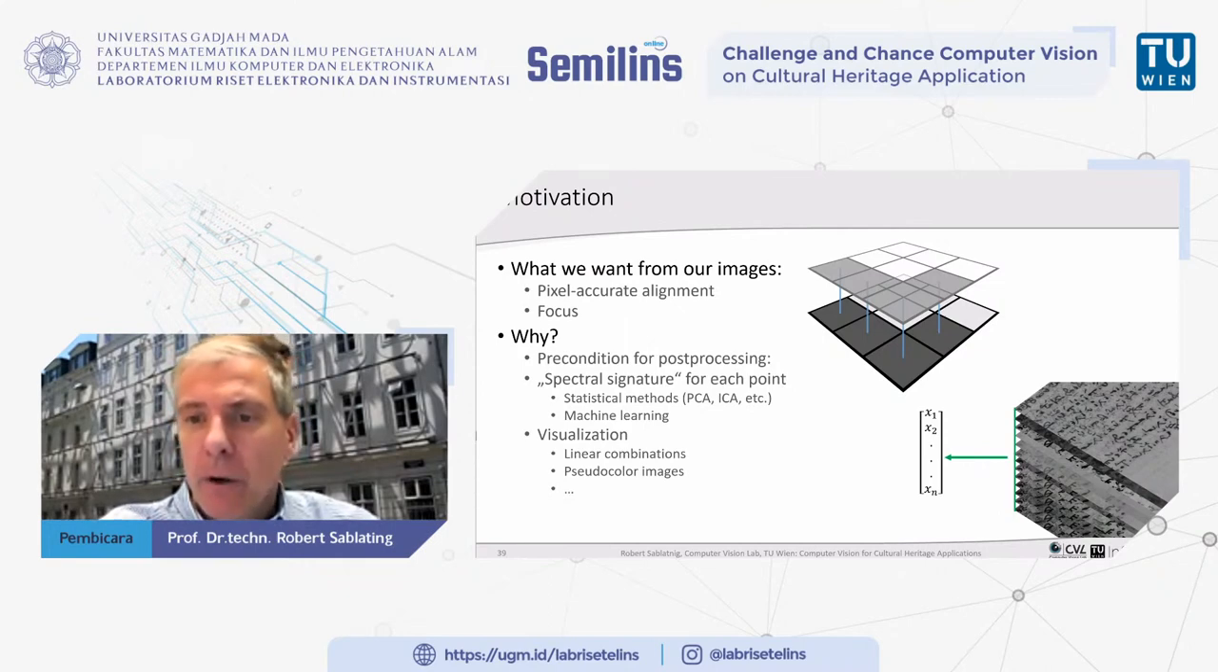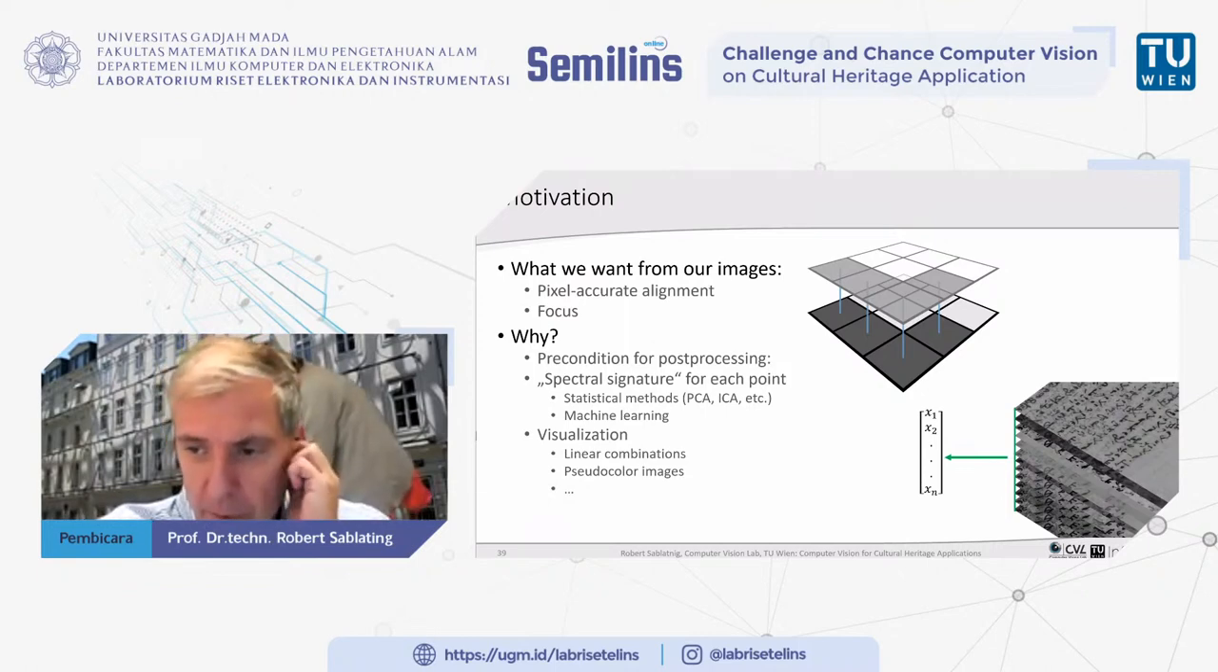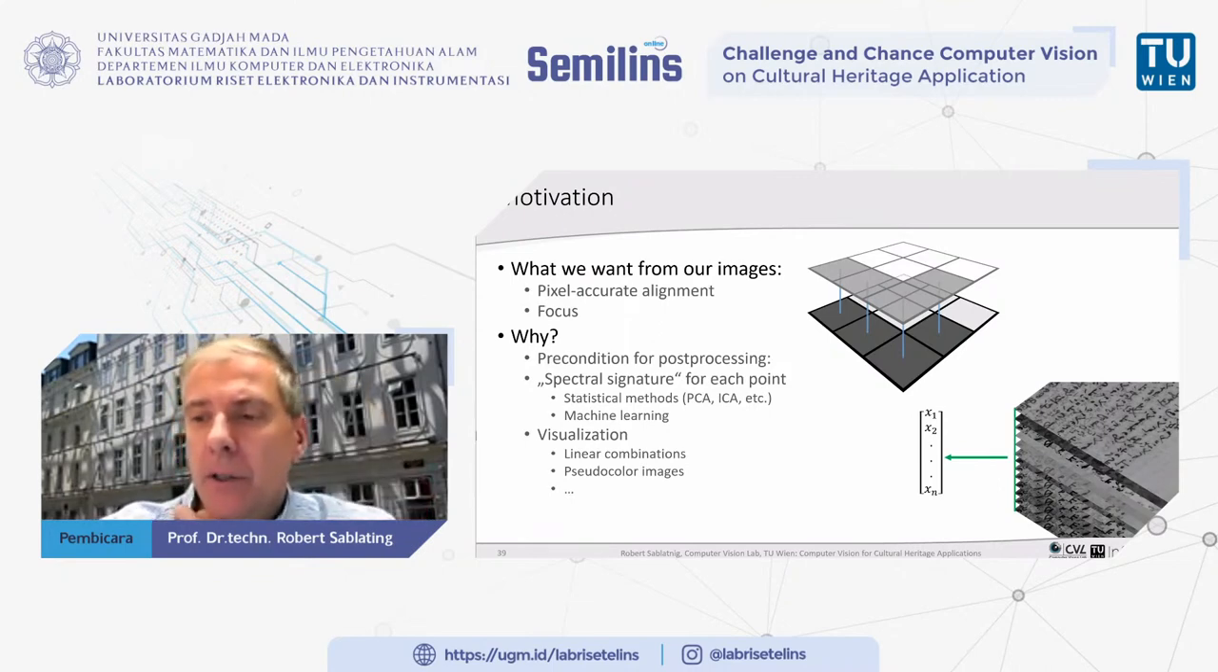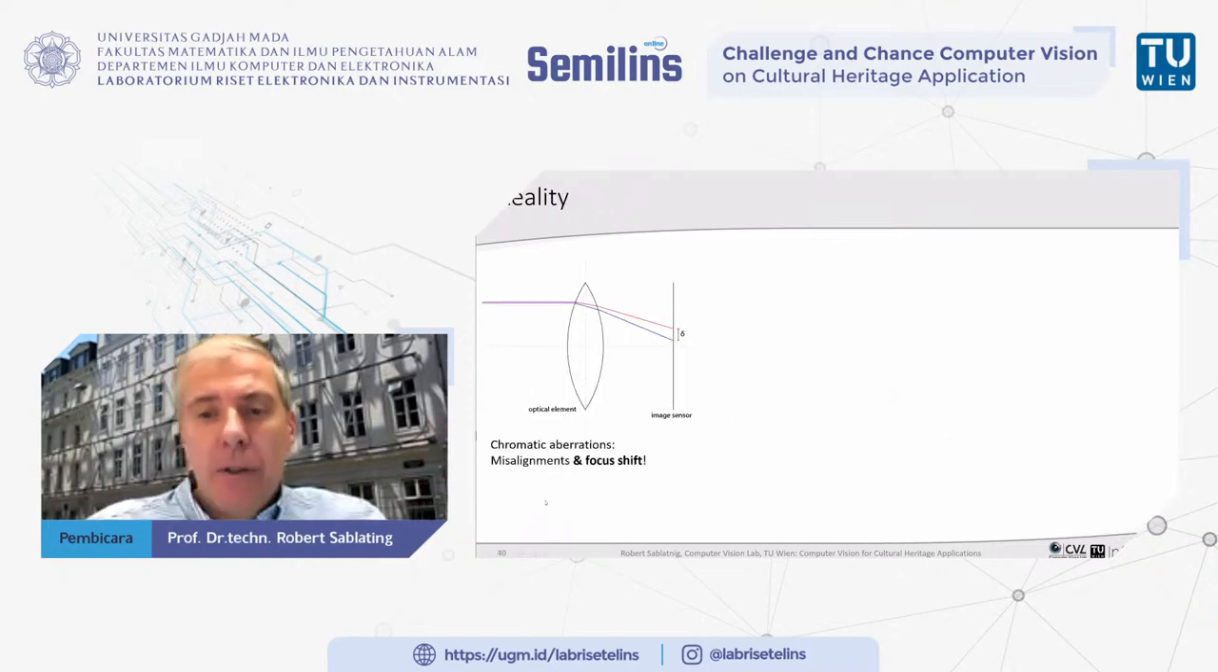So why do we do this kind of registration? Because we need the spectral signature for each point. This can be used afterwards to get information about what is in the image and what color is there, for instance. So we don't need X-ray fluorescence anymore, but we can use this. Afterwards, we can also use machine learning to work on these different images. And visualization is also possible.